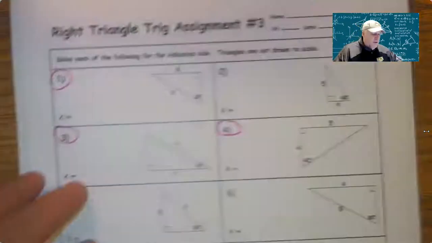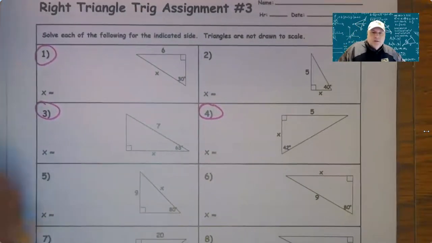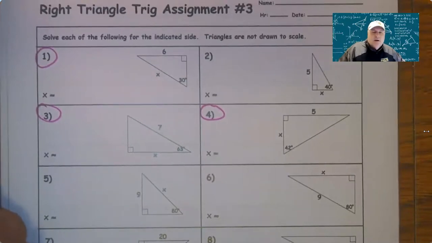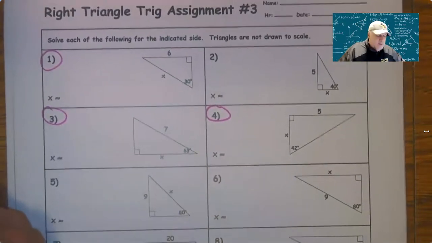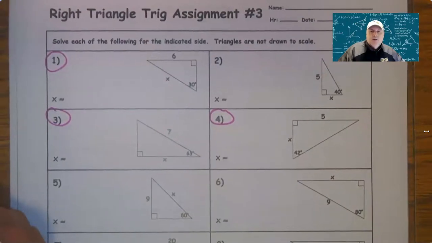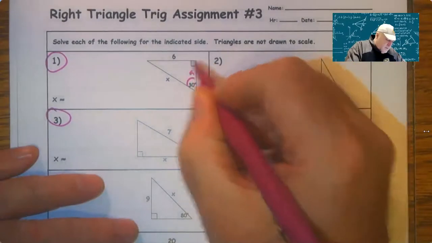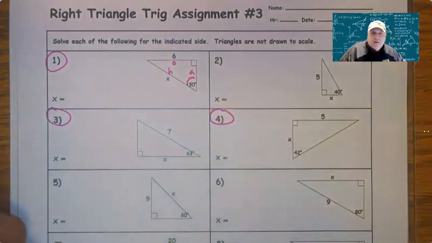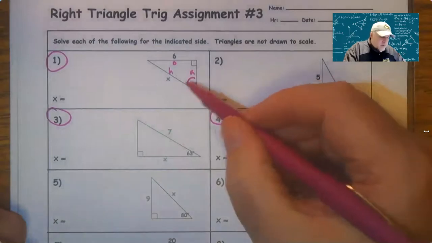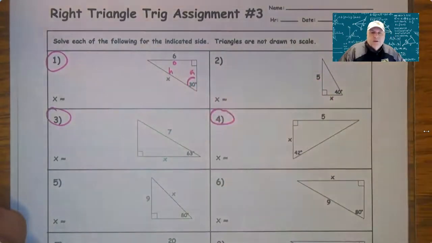All right, moving along in this assignment. So assignment 3 in this pretty big packet is really where the rubber hits the road. You have to be able to do assignment 3 to continue and to be successful at this. So on the front of this, you're going to have only one side that's given. So with that knowledge, I have to start the trig process. What is the trig process? You pick an angle, you label your sides, adjacent, hypotenuse, and opposite, and now you're ready to set up a ratio.